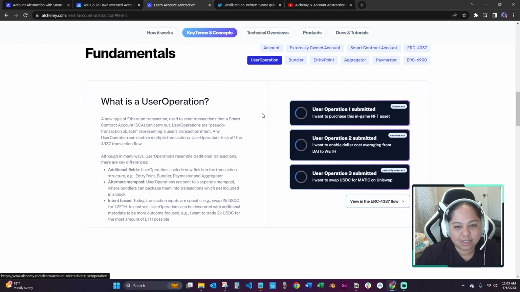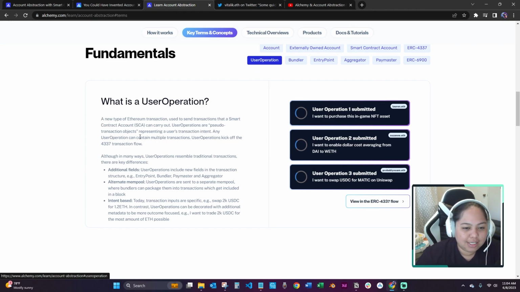Alright, so let's take a look at the user operation. That was the first part of this whole thing. So now that we know what an account is, the external account, what a smart contract account is, and the proposal ERC4337, now we're going to look at the flow. The user op, bundler, entry, aggregator, paymaster, and then the final is the ERC 6900, which is the overall eventual on-chain proposal we would love to have. So this is the user operation.